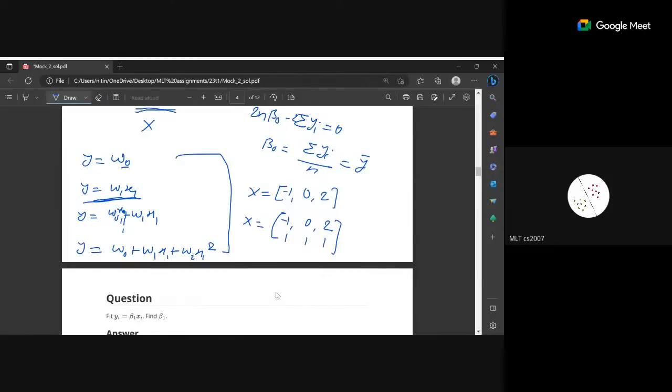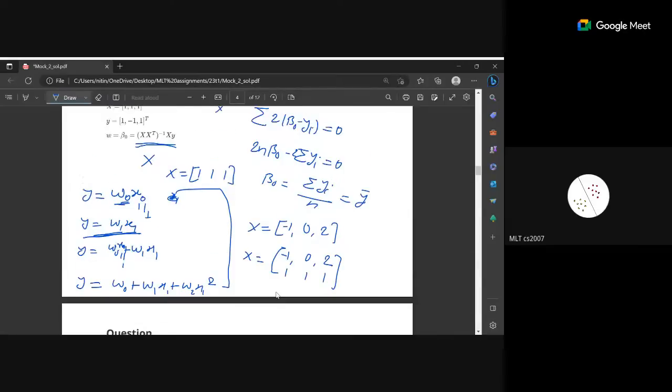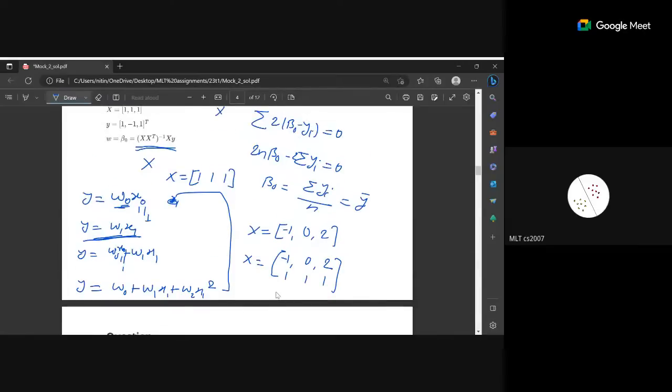What about this case now? You can think of this as W0, X0, where X0 is a dummy feature which is all ones, right? So what is your X in this case? This is all dummy features only, because you are not adding your feature X1 in this model. So X will be 1, 1, 1. In this particular model, whatever X you are choosing is a constant only, a vector of ones.